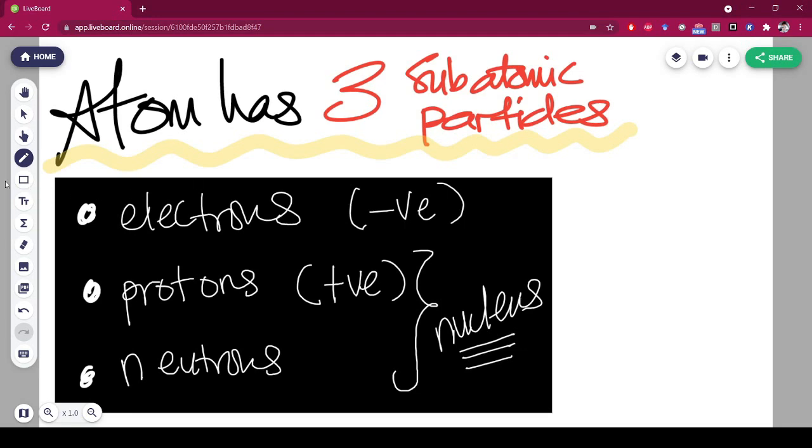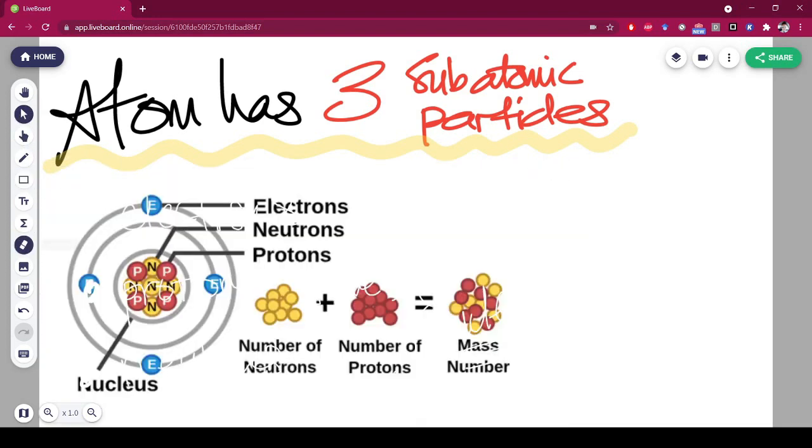I'm going to show you the diagram now. This is a very good representation of what atoms should look like. You have your electrons surrounding your nucleus, and inside your nucleus you have your neutrons, the ones in yellow, and your protons, the ones in red. Neutrons and protons are the building blocks for the nucleus, and they will be surrounded by electrons.